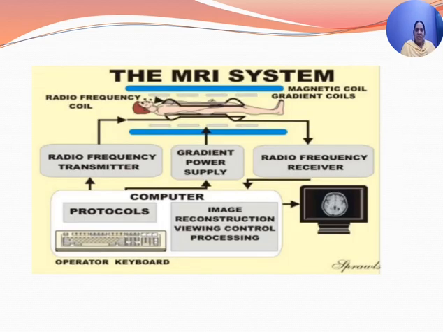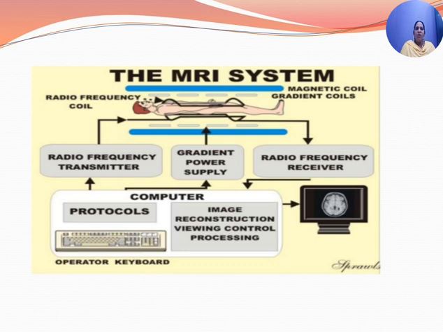The same block diagram can be represented in this form to have a better view. You have the magnetic gradient coils X, Y and Z. The patient is placed. Then you have the radio frequency coil beneath, and your gradient power supply to all the 3 coils, that is X, Y and Z coils. And then we have the radio frequency transmitter and a receiver.